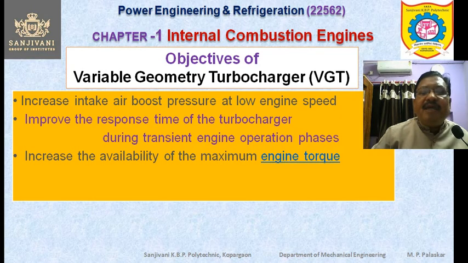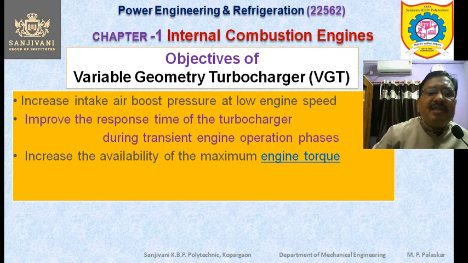We want an increase in the availability of maximum engine torque. The engine can give its maximum available torque, but it gives that maximum torque at a particular speed only. It is not giving that maximum torque at all the speeds. So the torque which is available at a particular speed, we have to increase that torque, and that is possible by supercharging, by turbocharging, and it is possible by the variable geometry turbocharger.